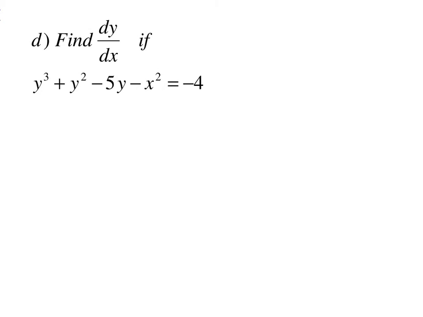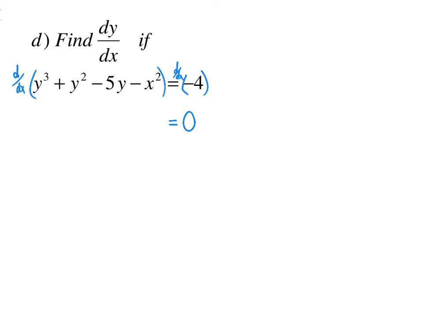First of all, you're going to find the derivative of both sides. So over here I'm taking the derivative with respect to x, and over here I'm taking the derivative with respect to x. On the right-hand side I get 0.